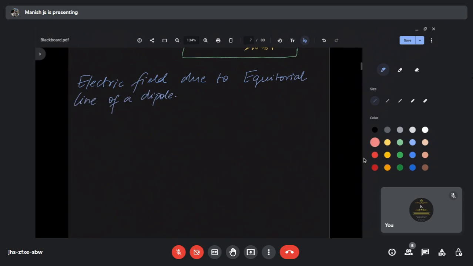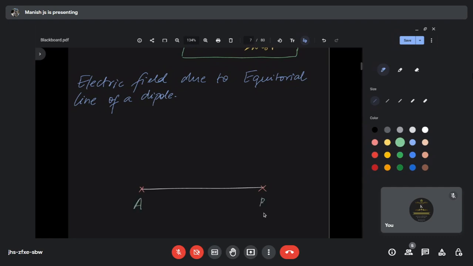When I say equatorial line, that is at an equatorial point. When we say equatorial point, it is perpendicular to the dipole. It is at a perpendicular distance from the midpoint of the electric dipole. So first we'll draw the electric dipole. I'm taking a dipole. So this is a dipole. A dipole consists of two equal and opposite charges. So I'm expressing both the charges.